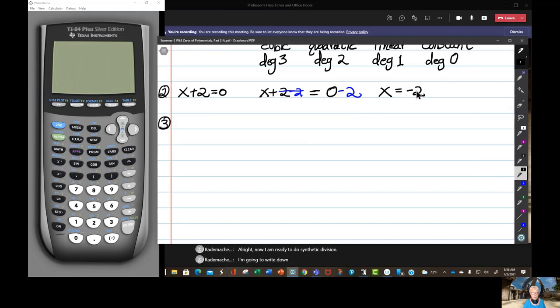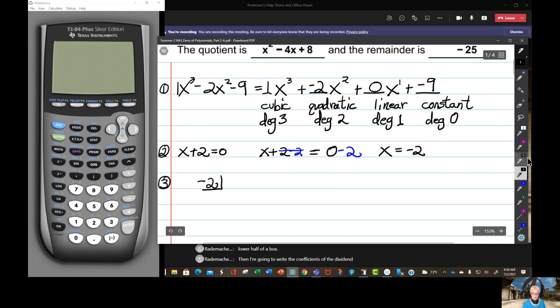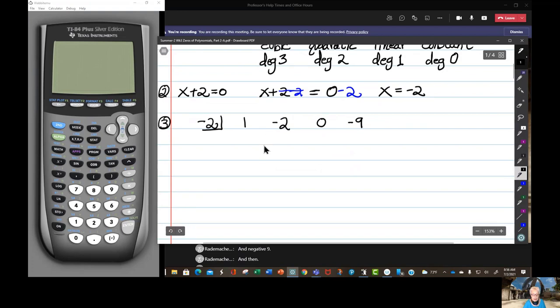I'm going to write down negative 2. And then I'm going to write a kind of a backwards L, or the lower half of a box. Then I'm going to write the coefficients of the dividend: 1, negative 2, 0, and negative 9. And then I'm going to skip a line and draw an equals 2 bar, because I'm going to be adding, and that's not too hard usually. Adding and multiplying, adding and multiplying, adding and multiplying, as you'll see.